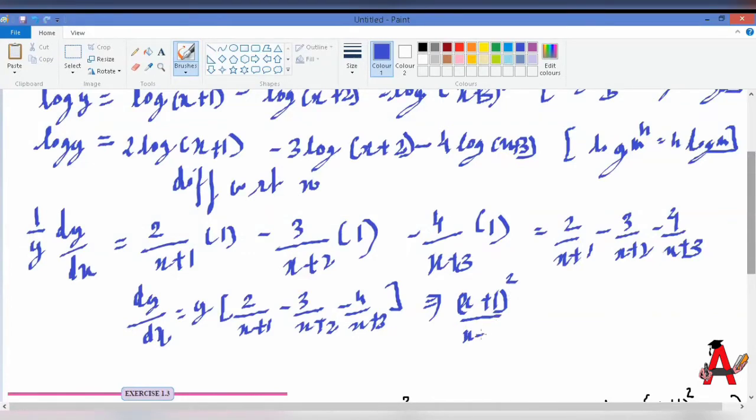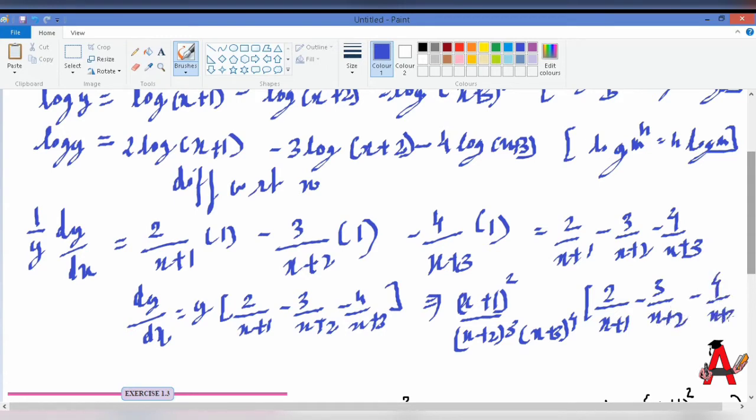So dy by dx is (x plus 1) the whole square upon (x plus 2) the whole cube into (x plus 3) raised to 4, into 2 upon x plus 1 minus 3 upon x plus 2 minus 4 upon x plus 3. So this is the equation. This is the answer of this question. Please note down this particular answer.